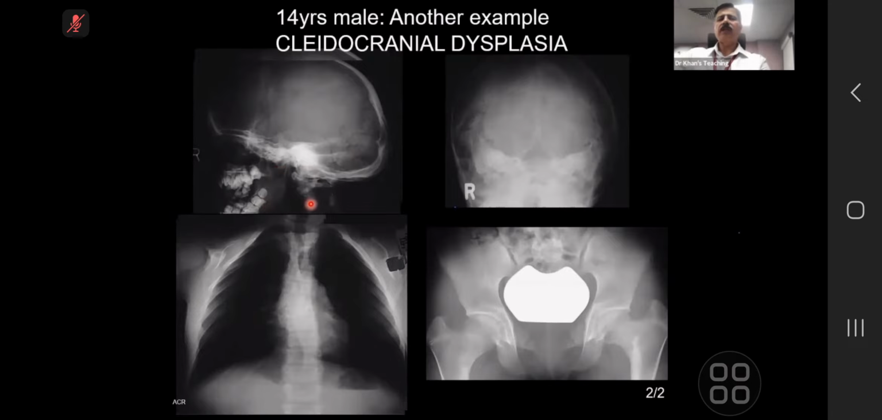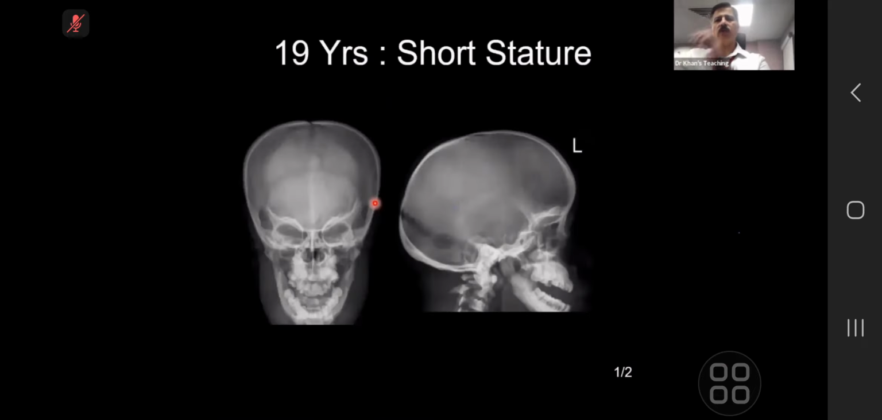The key finding is this thing, the mandible. The mandible is normal. And why is it important? It is a discriminator, one of the discriminators to distinguish it from pycnodysostosis. If you see the maxilla, it is small, but the mandible is normal. And there is an angle of the mandible. So this is the main difference. And there is another difference which I am going to highlight.